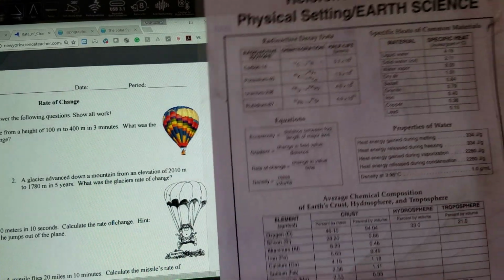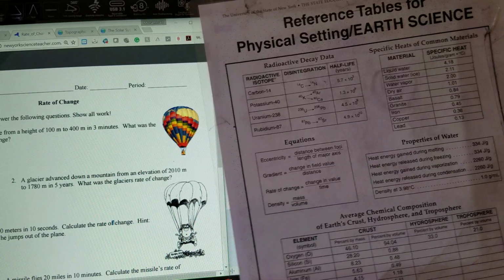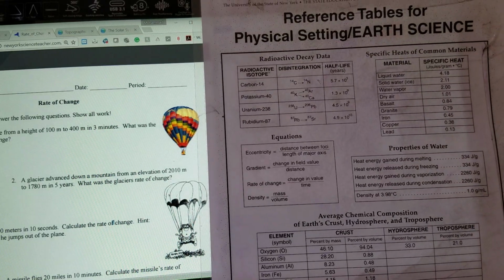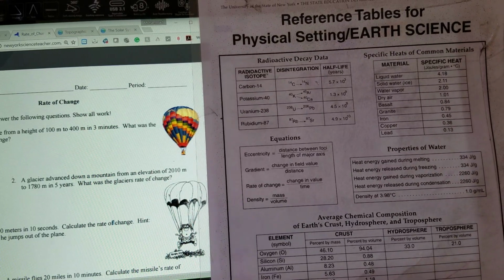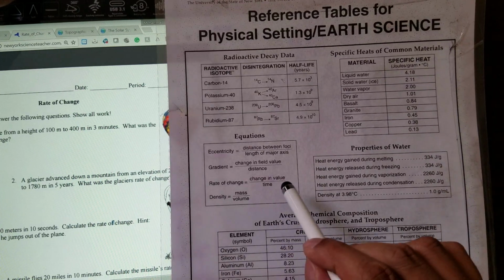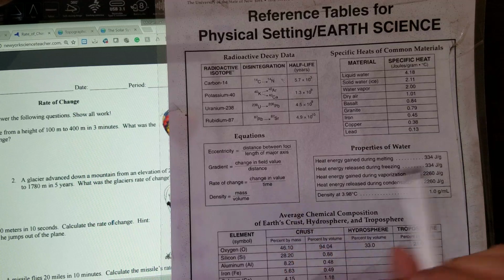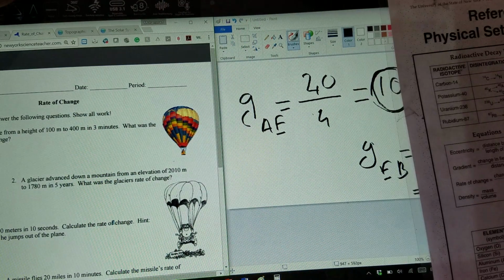A glacier advanced down a mountain from an elevation of 2010 meters to 1780 meters in 5 years. What was the glacier's rate of change? Rate of change, the equation is change in value divided by time. So what is the change of value here?